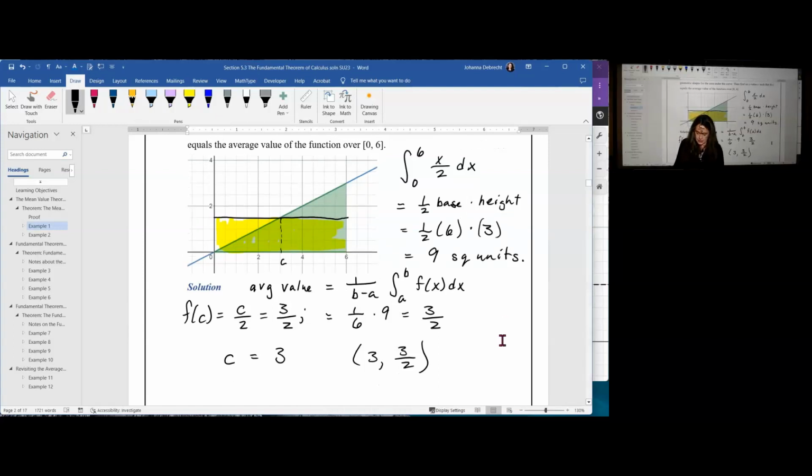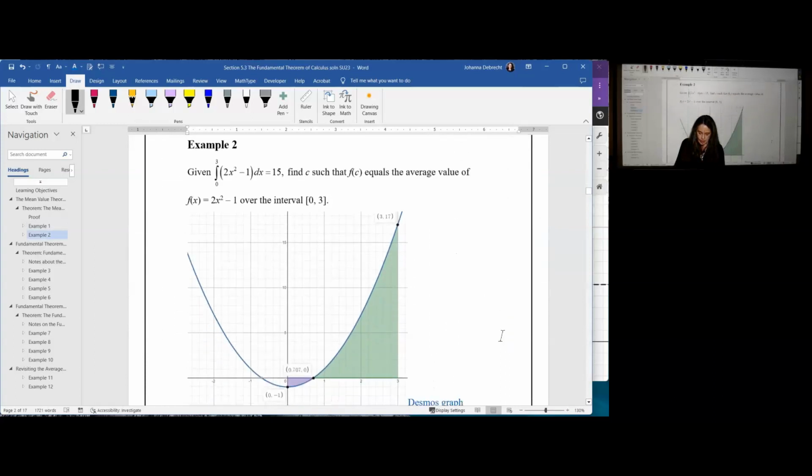Let's look at another example. In this example, we're given the definite integral of the function 2x squared minus 1 from 0 to 3 is equal to 15. We'll learn in just a few minutes how to compute that ourselves. We want to find the C, the location, such that f of C equals the average value of the function 2x squared minus 1 over the interval from 0 to 3.